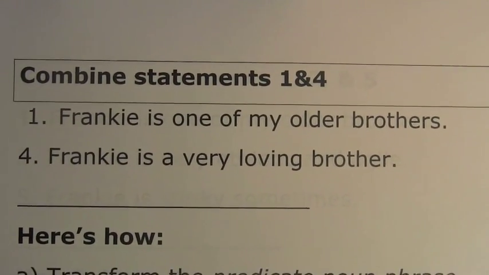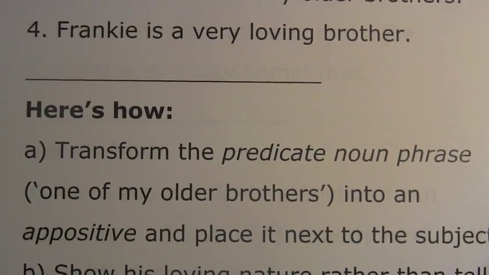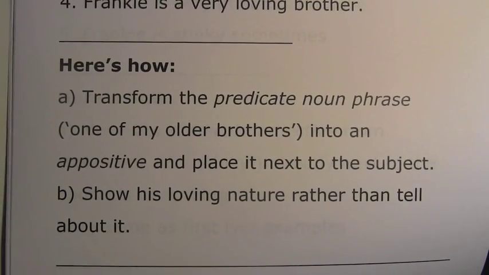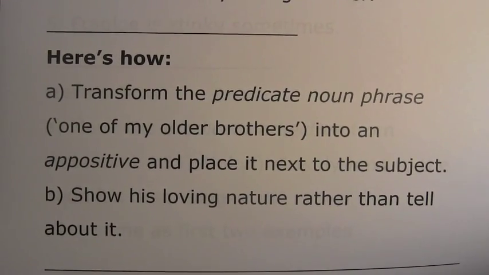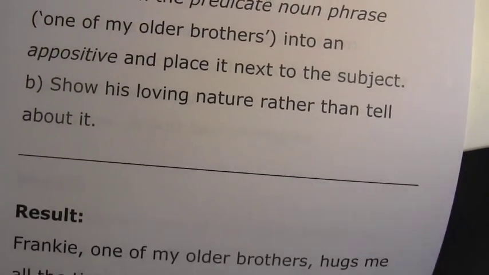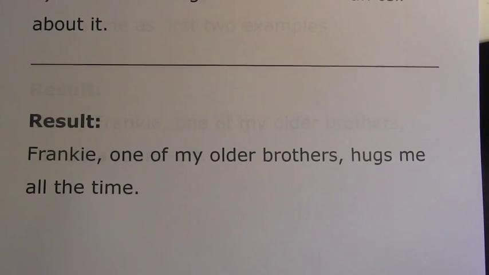Frankie is one of my older brothers. Frankie is a really loving brother. Combine these two statements the same way you did in the first example. Transform the noun phrase into an appositive, and then show his loving nature rather than telling about it. Frankie, one of my older brothers, hugs me all the time.